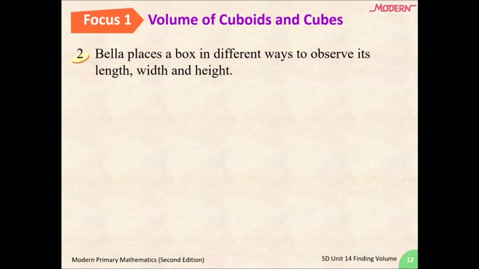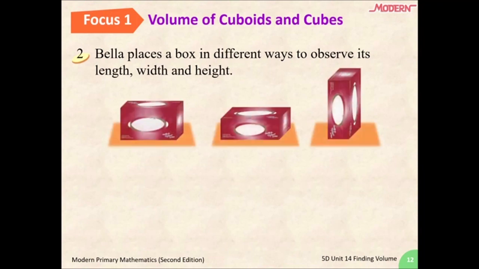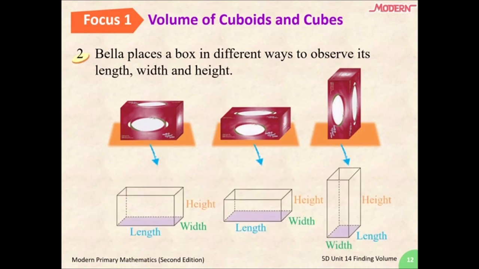Finally, let's have a look at this situation. Bella places a box in different ways to observe its length, width, and height. There is a tissue box that you can find at home, and it is being put in different ways. If we draw it out, it will look like this. Do they all have the same length, width, and height?